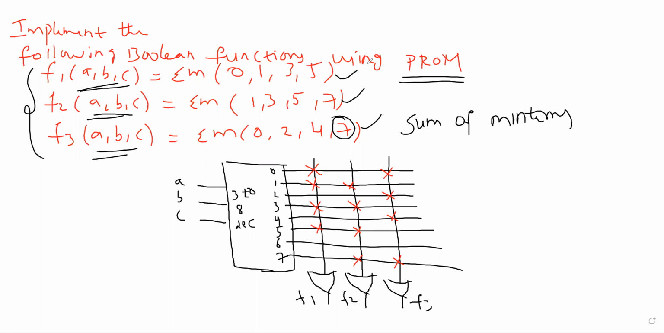That's it guys. In this way you have to design or implement the following boolean functions using PROM. In a PROM, if there is F4, F5, F6 and so on, whatever it may be, you just have to draw one more OR gate here and give the fuse contacts. Are you clear? This is the PROM implementation.